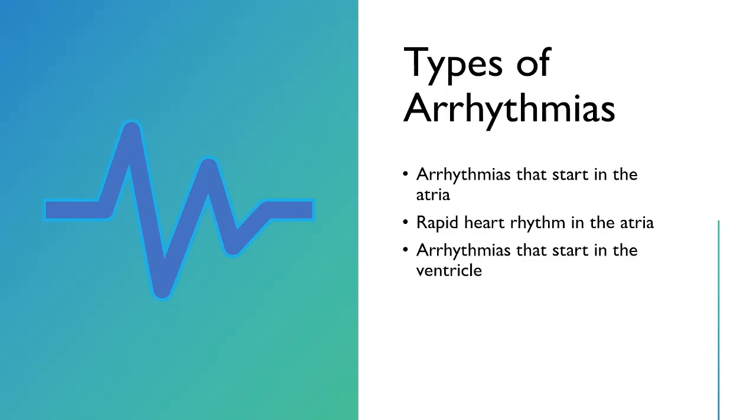Arrhythmias that start in the ventricles include ventricular tachycardia and ventricular fibrillation. These are serious, often life-threatening arrhythmias since the ventricles do most of the pumping. Ventricular fibrillation is the most common cause of sudden cardiac arrest, or SCA, and is fatal if not treated within a few minutes. And then we have slow heart rhythms, which occur when the heart's normal pacemaker fails or when there is a conduction block within the conduction pathway.